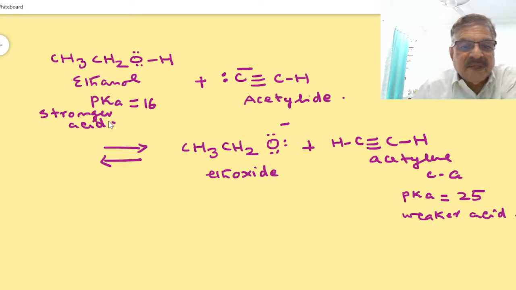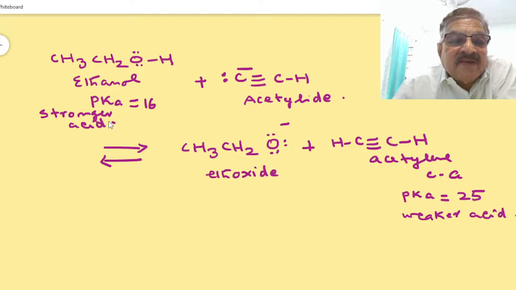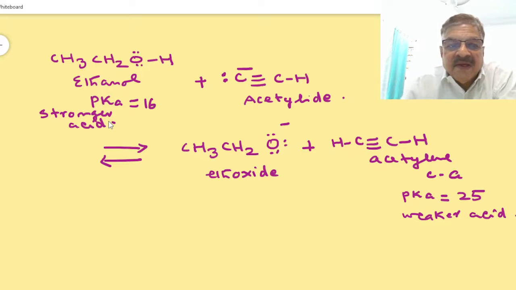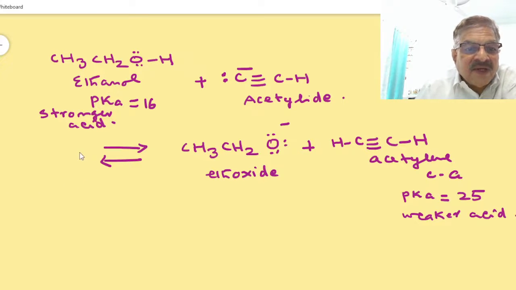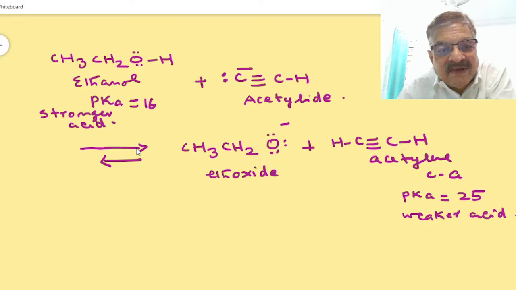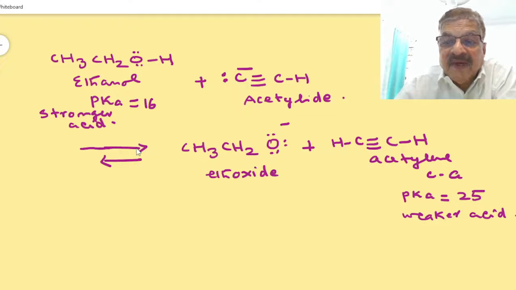Now let us predict the outcome of the reaction here, in which direction the reaction will proceed. A strong acid reacts with an acetylide, a base, giving a weak acid here. Therefore, equilibrium always favors the formation of the weaker product. Therefore, the first arrow should be a longer arrow here. Unequal equilibrium arrows we have to put here to indicate that the equilibrium favors the formation of the products. The arrow should be pointing towards the weaker acid, which here is acetylene.